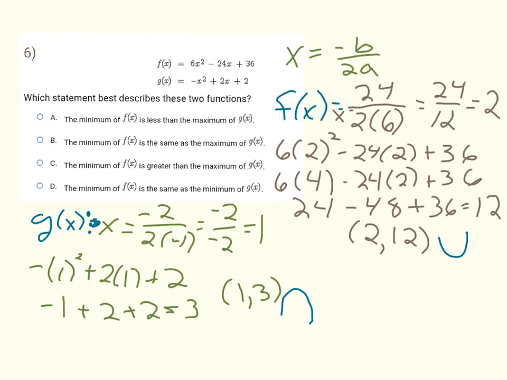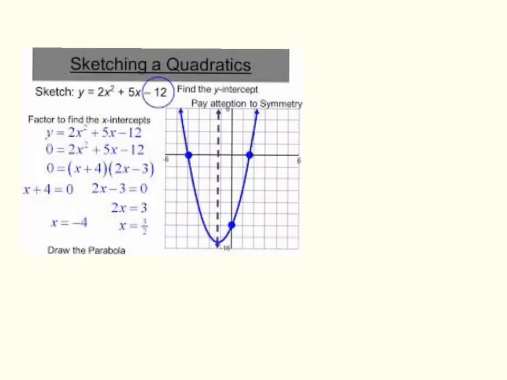So remember, my f of x is a minimum, and my g of x is the maximum. So if I'm looking at which one is higher or lower, I'm looking at up or down, the y number. So here, 12 is definitely bigger than 3, so that means my minimum is going to be bigger than my maximum, and that makes my answer here C.